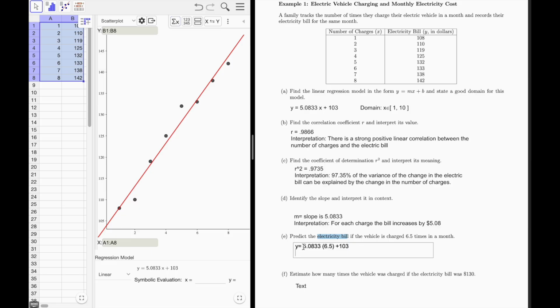Okay, now, if I work this out on the calculator, I'm going to take 5.0833, multiply it by 6.5, and then add 103. When we do that, we're going to get 136.0417. So what this means, let me write this down. We estimate that if there are 6.5 charges, the electric bill will be approximately 136. We're going to put this in terms of dollars and cents, so it'd be $136.04.